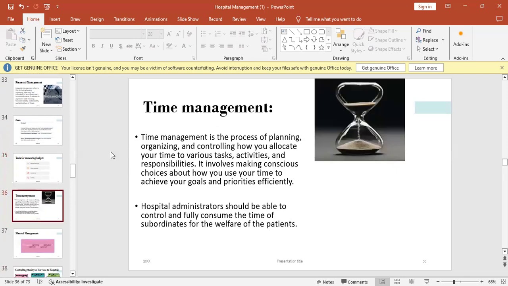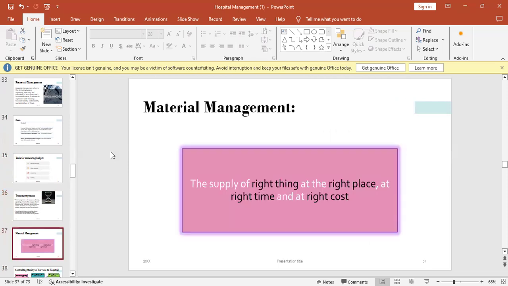Next is time management. Time management is the process of planning, organizing, and controlling how you allocate your time to various tasks, activities, and responsibilities. It involves making conscious choices about how you use your time to achieve your goals and priorities efficiently. Hospital administrators should be able to control and fully consume the time of subordinates for the welfare of the patients.